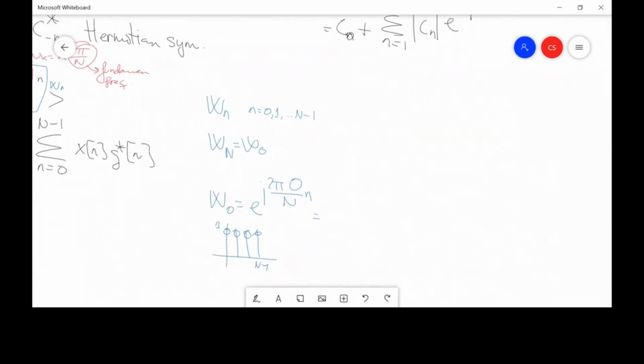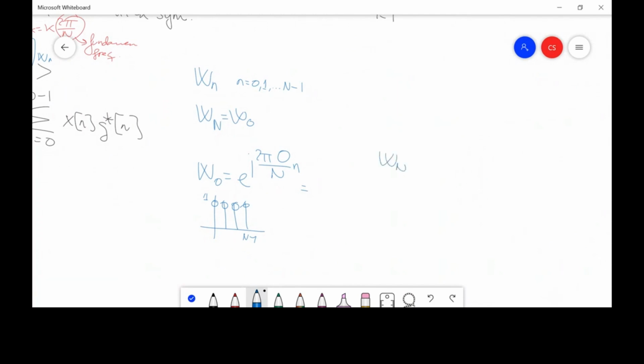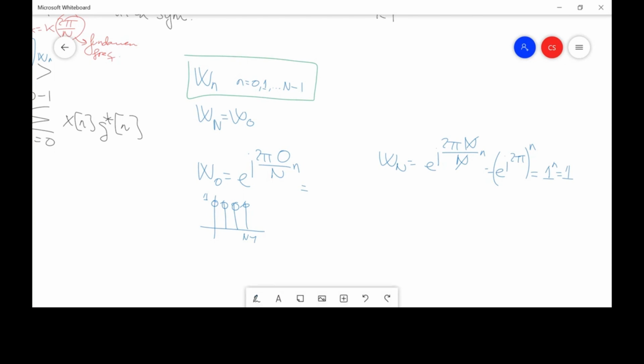What is wn, capital N? It is e to the j 2 pi times capital N over capital N, times n. But these two cancel, and this is e to the j 2 pi to the power n. But e to the 2 j pi is 1. This is 1 to the n, and this is 1 again. You see, so there are only n different bases of this one, because at some moment they start to repeat. I'm sure you did all these reasonings in discrete signals, right? Have you done it? Okay, this is just a reminder of everything that you already know.